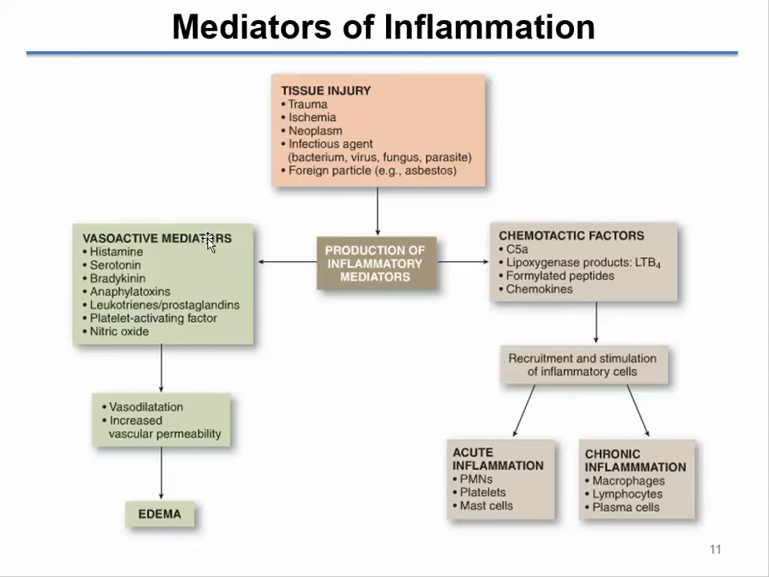The other group are the vasoactive factors. And like the name suggests, they act on the blood vessels. Probably the most important one is histamine, which is a vasodilator, along with serotonin, the bradykinins, and nitric oxide. These things are all involved with changing both the permeability and causing vasodilation.